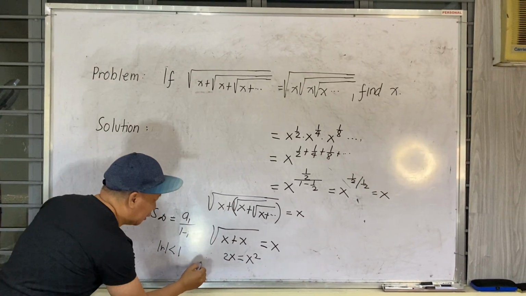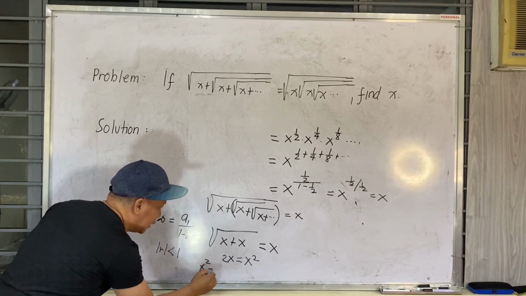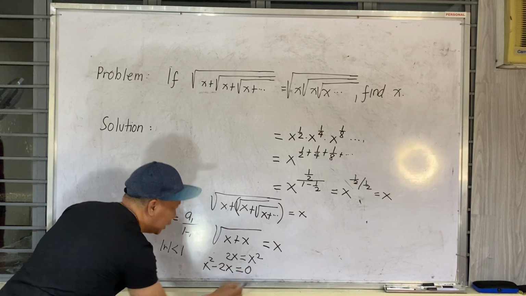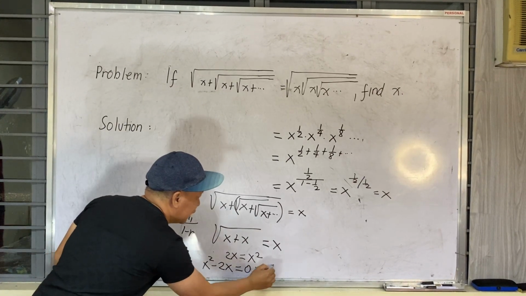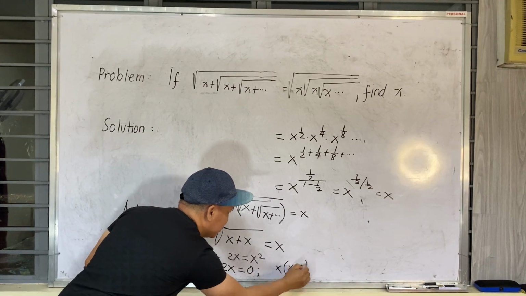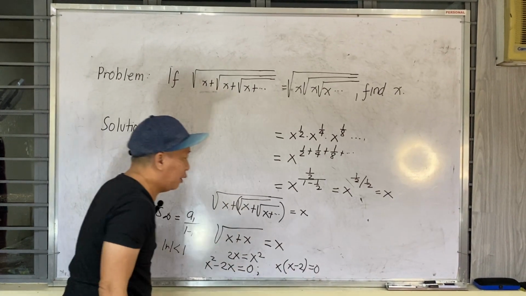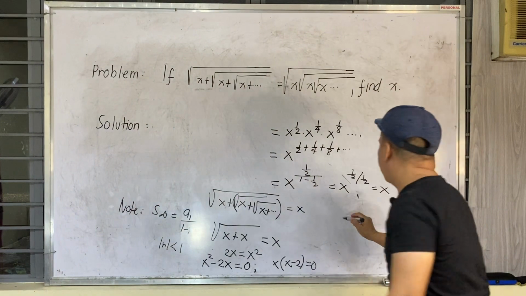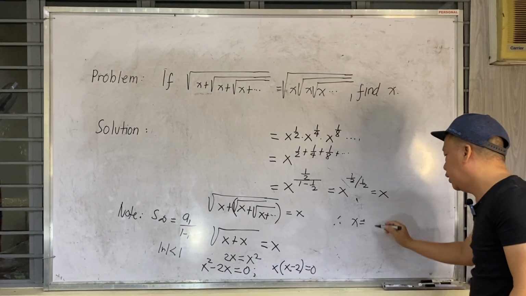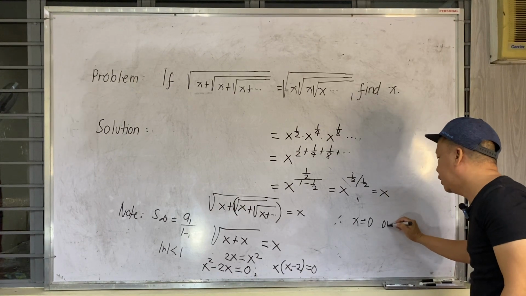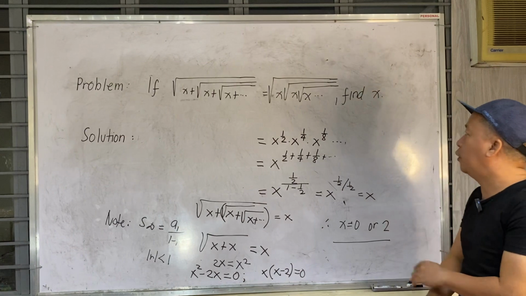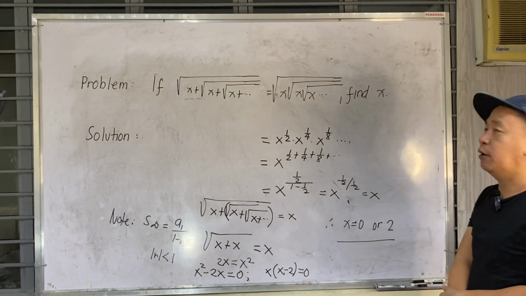And now we can solve for x by expressing this as x squared minus 2x equal to 0. This gives us x times x minus 2 equal to 0. And therefore, the values of x are 0 or 2. And that gives us our desirable values of x.